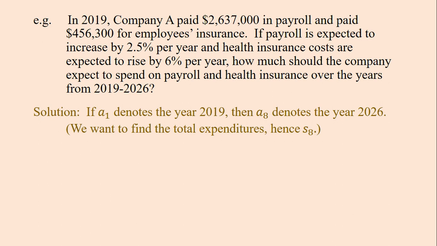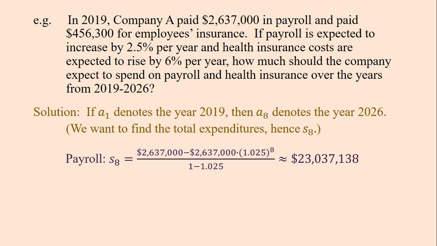Now I want to find the total expenditures, hence S sub 8. Payroll, as you can see, a sub 1 minus a sub 1 times r to the 8th over 1 minus r. Now let me pause for just a moment and explain where r comes from. Since payroll is increasing by 2.5% per year, start with a base of 100%. Increase it 2.5%. So 100% plus 2.5% is 102.5%. Converted to a decimal is 1.025, and that's my value of r. So payroll will be approximately $23 million over that time period.